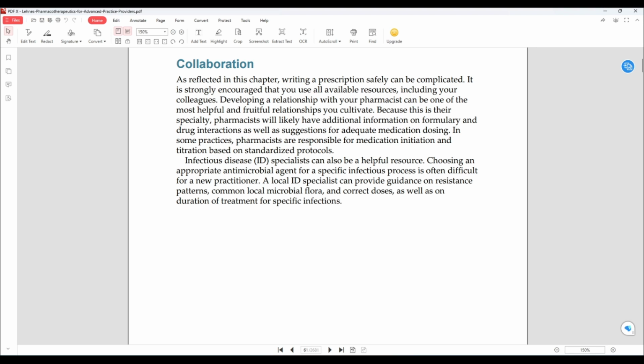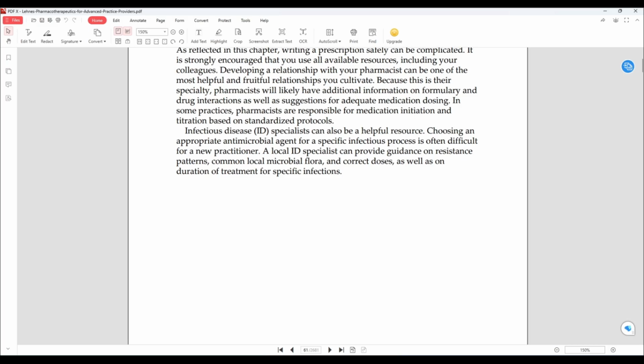Infectious disease specialists can also be a very helpful resource. Choosing an appropriate antimicrobial agent for a specific infectious process is often difficult for a new practitioner. A local infectious disease specialist can provide guidance on resistance patterns, common local microbial flora, and correct doses, as well as on duration of treatment for specific infections.